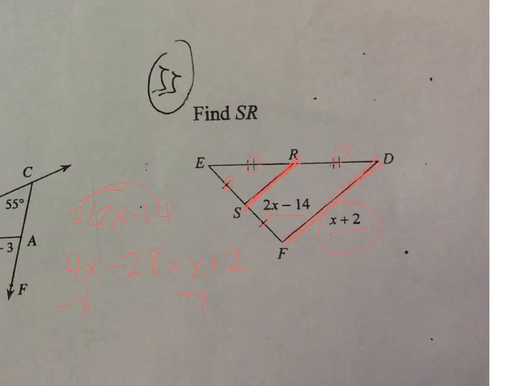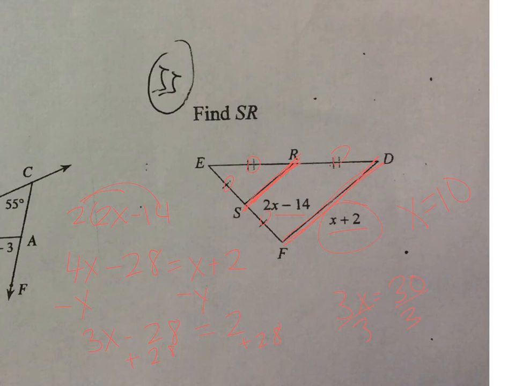And I can subtract x from both sides, leaving me with 3x minus 28 is equal to 2. And then add 28 to both sides, leaving me with 3x is equal to 30. Divide both sides by 3, and x is equal to 10.